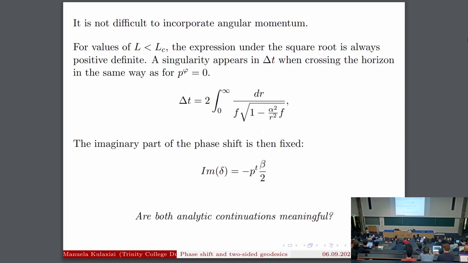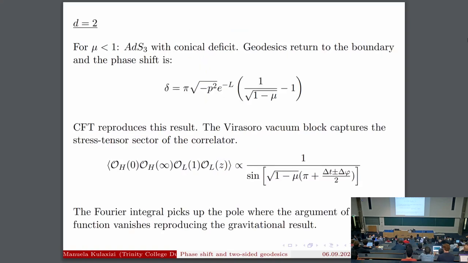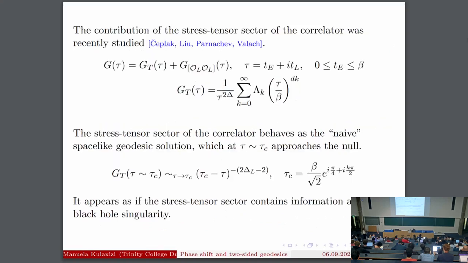One can perhaps look at d equals 2. In the interest of time, I will not go through it. Unfortunately, in d equals 2, where we have a handle on the full result, the situation is somewhat different because there is no critical impact parameter. When you are in the BTZ, the particle just falls into the singularity. When you are in a conical deficit, the particle returns to the boundary, and then you can confirm that the results work through.